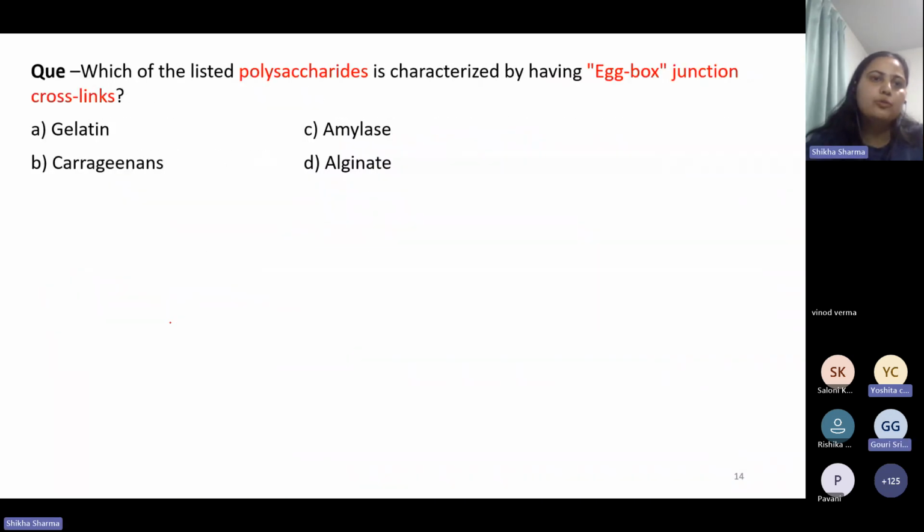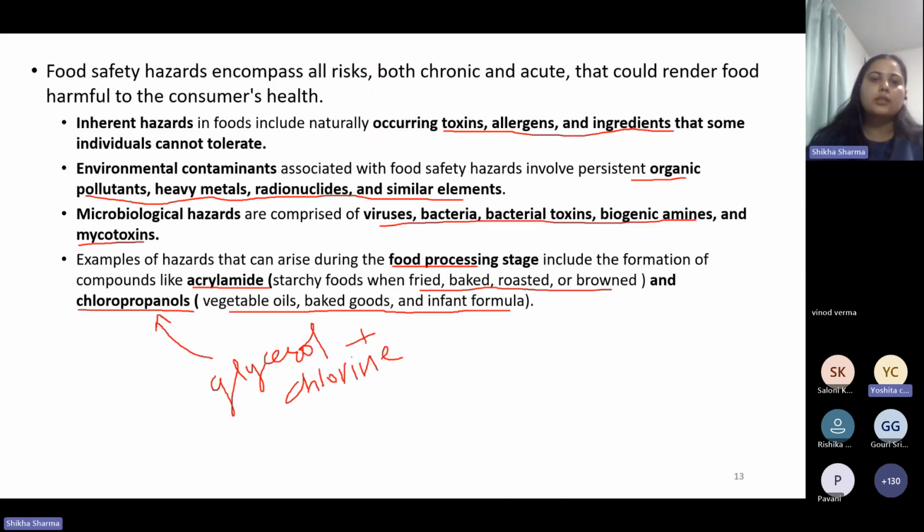So let's move to the next question. Please show that reaction once again. The glycerol reacts with the chlorine, and when there is an acidic environment, it forms chloropropanol. So in vegetable oils, when we process it, it develops chloropropanols, which are a hazardous substance. Is it okay? Can we move to the next question?